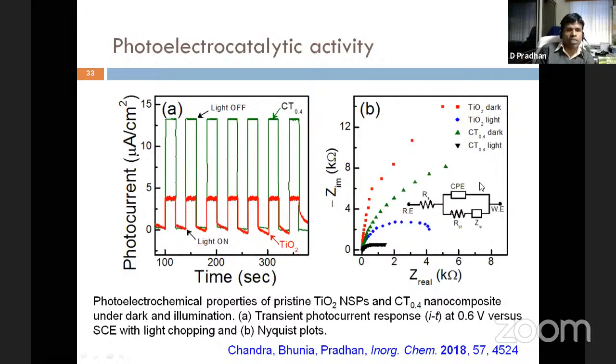In the right side, you will see the electrochemical impedance spectra that were used to measure the charge transfer resistance between the electrolyte and electrodes. In the presence of light, we have more electron hole generation, and in addition to that, charge transfer resistance was found to be lower as compared to under the dark. In addition to that, the composites gave a smaller charge transfer resistance than the pure sample.